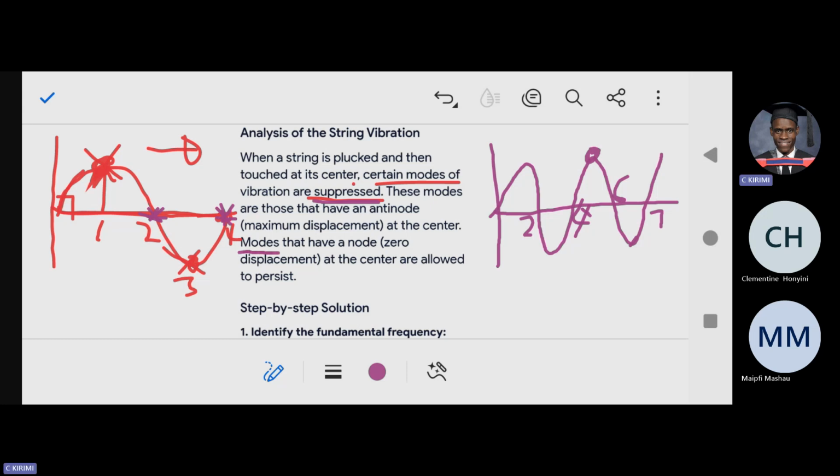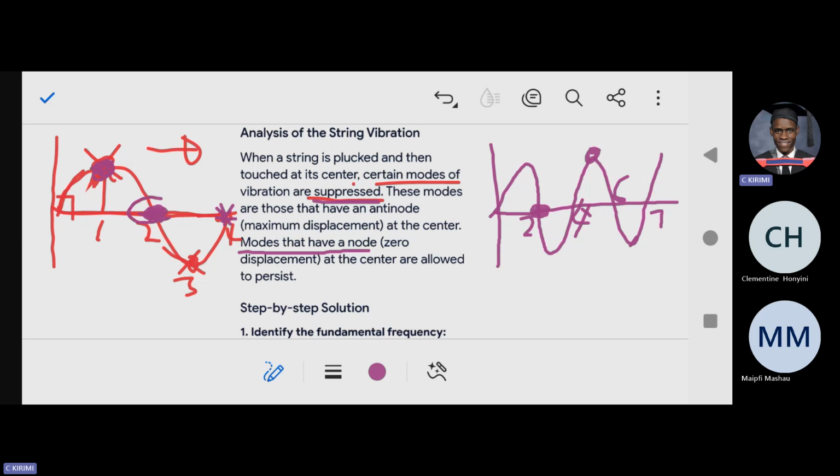So the modes that have a 0 node, what do we mean by 0 mode? It means the displacement is 0. At this position, I have not moved any distance upwards. The displacement is 0 at this point, at a node. I have not moved any point upwards, unlike here at an antinode, where I have moved a certain distance.